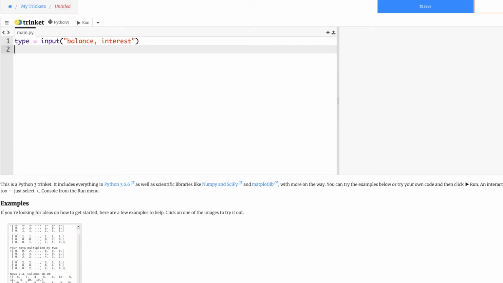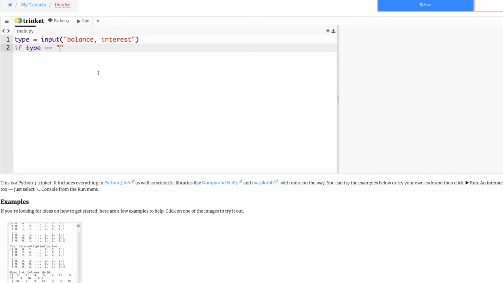Now we will start with the conditionals. So if type equal to, and we have to write in a string, since when it takes the input from this variable it also gives out a string, so it has to be the same. Equal to is a comparison operator, meaning whether it's exactly equal to balance. So if you write anything other than that, it won't take that case.